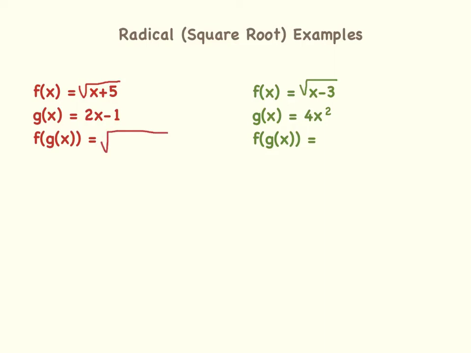We start out with the square root, and instead of just x plus 5, we are substituting the 2x minus 1, plus 5, and then plus 5. Okay? Now we can start to simplify. Under the square root symbol, I still have 2x, but I also have negative 1 plus 5, which would be plus 4. And so this is the answer to f of g of x.